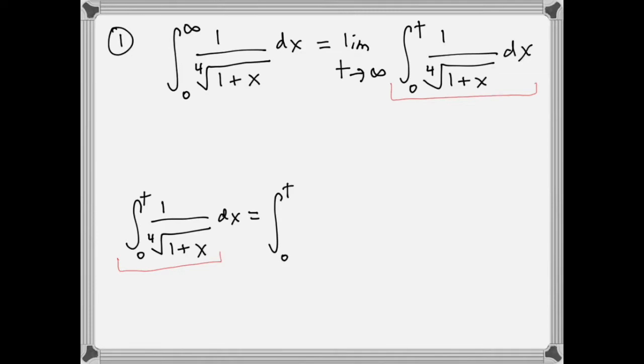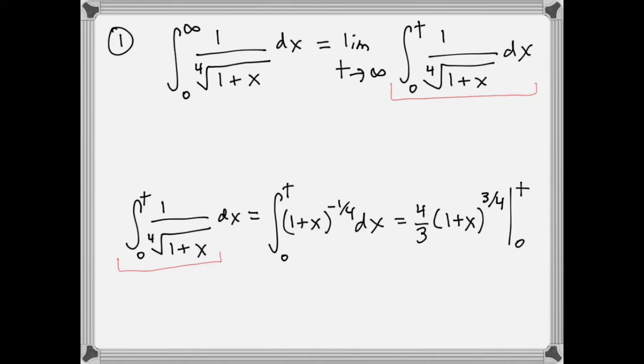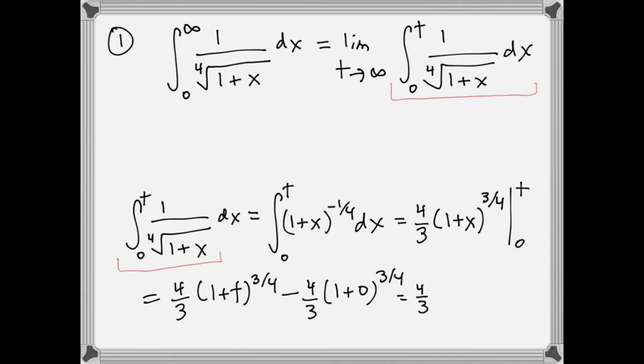Don't forget that that's really 1 plus x to the negative 1/4. And so how would you take that antiderivative? You can add 1 to that, that's 3/4, and then that's going to become 4/3 times 1 plus x to the 3/4, and we're going from 0 to t. Then we can plug in t, and then we can plug in 0. So we end up with 4/3 times 1 plus t to the 3/4. And then we have minus 4/3, don't we?